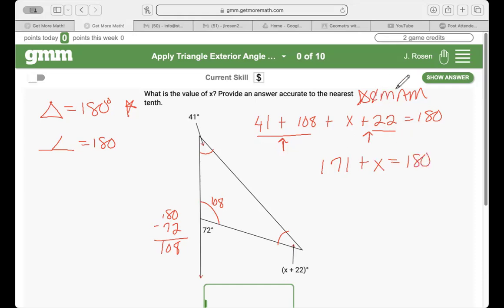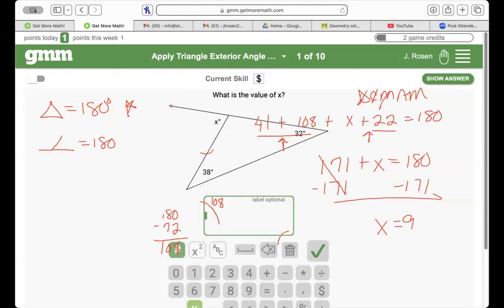And then we don't have variables on both sides, so we have to get rid of the addition or subtraction. To get rid of 171, we subtract it. So that gets us x equals 180 minus 171, which is 9. So in this case, x is going to equal 9.